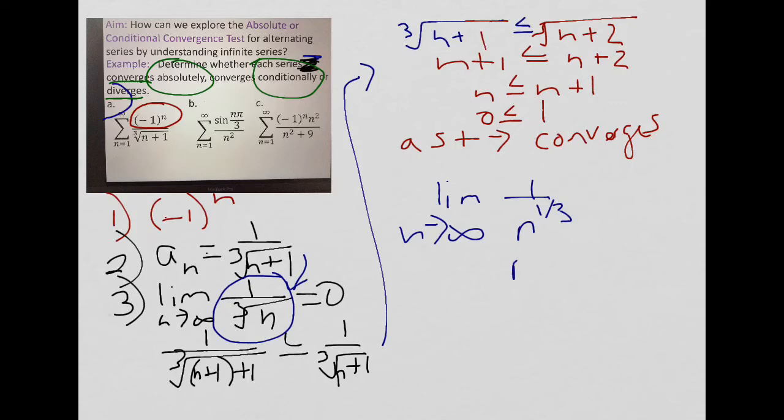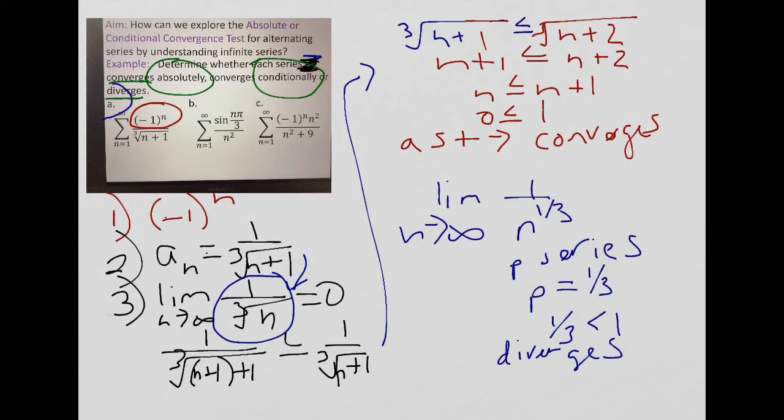And this is a p series, and p is equal to 1/3. And we know that 1/3 is less than 1. So this diverges. So if it wasn't for that (-1) to the nth power, then this would have diverged. So we say that this is conditionally convergent.